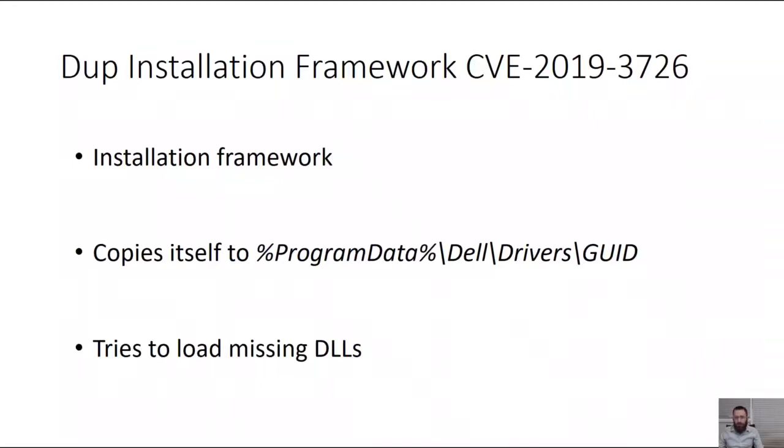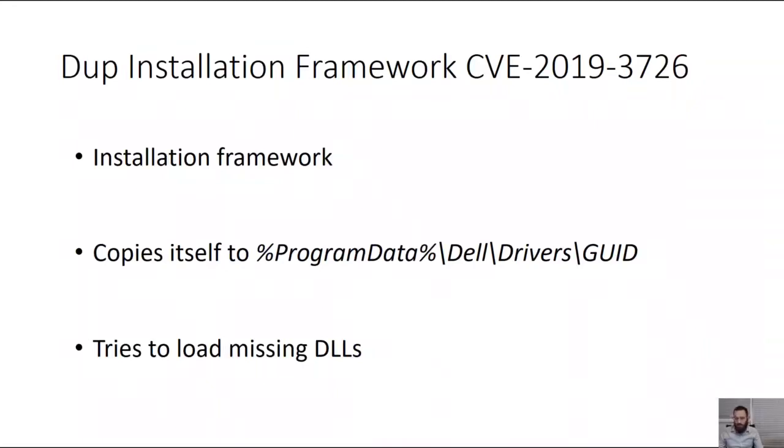So the developers decided to copy the DUPE installer into ProgramData, DL drivers, and some GUID, followed by trying to load a bunch of DLLs. These DLL files do not exist in the newly created directory, so we can put our malicious DLL there, and it will be happily loaded by the installer since the default permissions of the ProgramData directory are permissive.